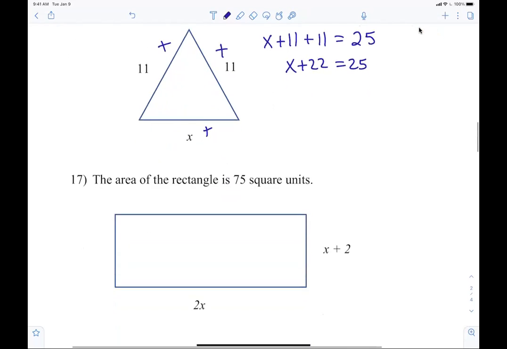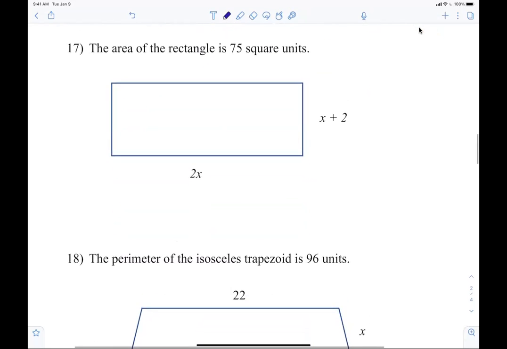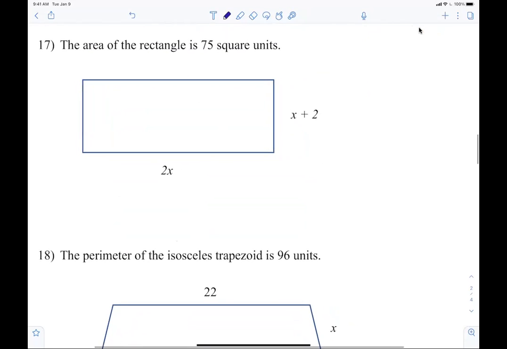Okay. Number 17, you're up. So, X plus 2, in parentheses, minus 2x. We're not, well, perimeter is still, I'm sorry, no, area. You're right. Wait, X plus 2.